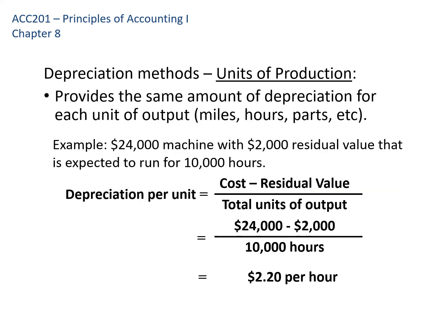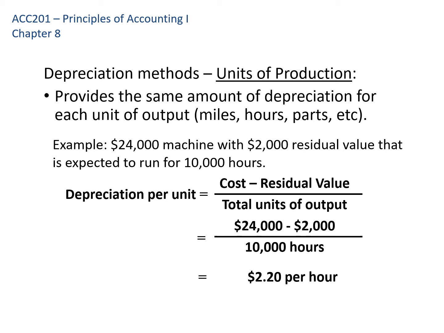So the next method is actually my favorite method, because I think it does the best job of matching expense with the benefit. In this case, it works just like the straight line method, except my denominator is going to be some units of output. So it might be hours run on a machine in this case. It could be miles driven on a truck, that sort of thing, parts produced. So I'm going to make an estimate of how much use I'm going to get out of the piece of equipment, and that's what I'll use to depreciate it.